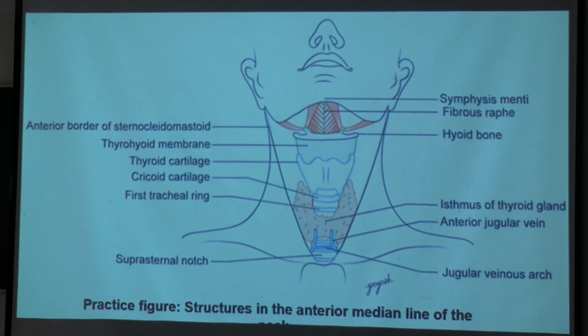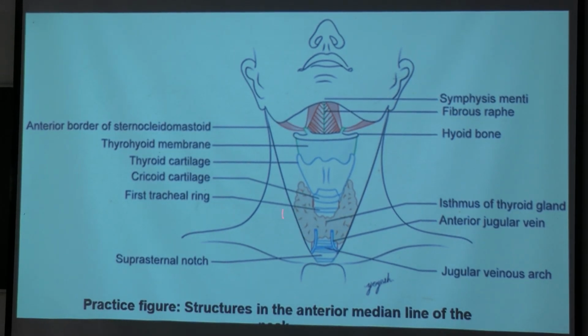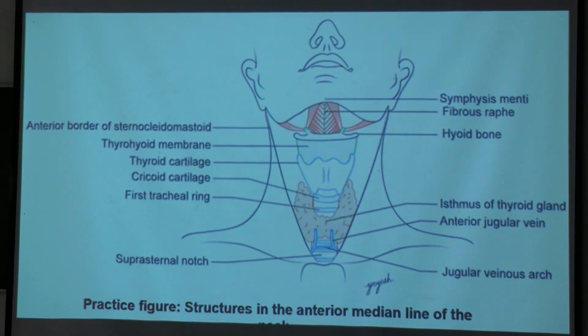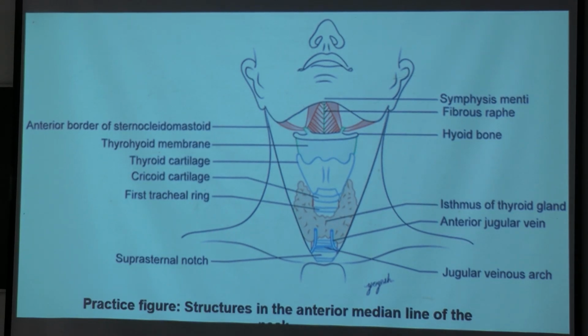During tracheostomy, you have to incise over here, and you have to be careful to preserve these structures. You don't injure this isthmus of the thyroid or this jugular venous arch. If injury occurs here, there will be heavy bleeding, so in the jugular venous arch.